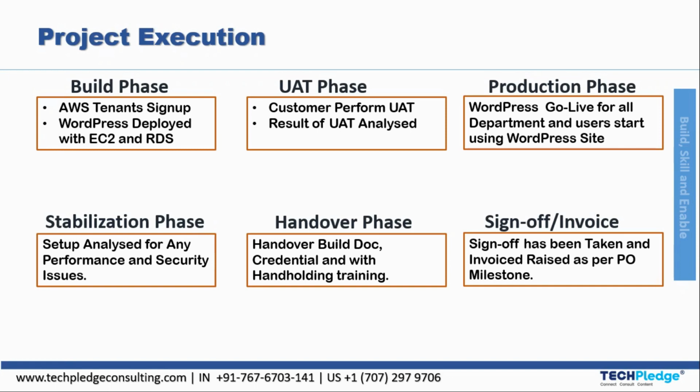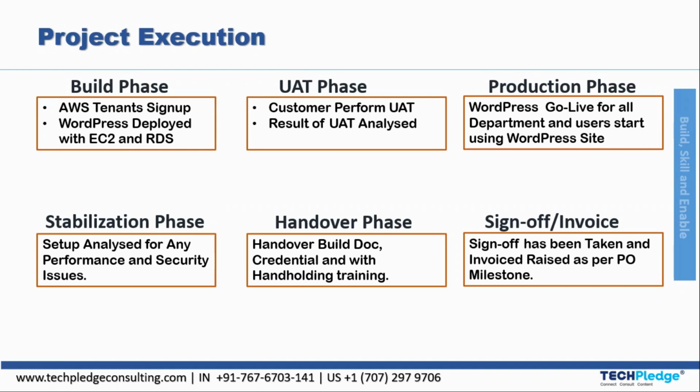Now, as we are going for WordPress deployment, first in the build phase there will be AWS tenant sign up. Yes, actually that is required in the build phase, and then WordPress will be deployed with EC2 and RDS. This will be the actual work done during the build phase.